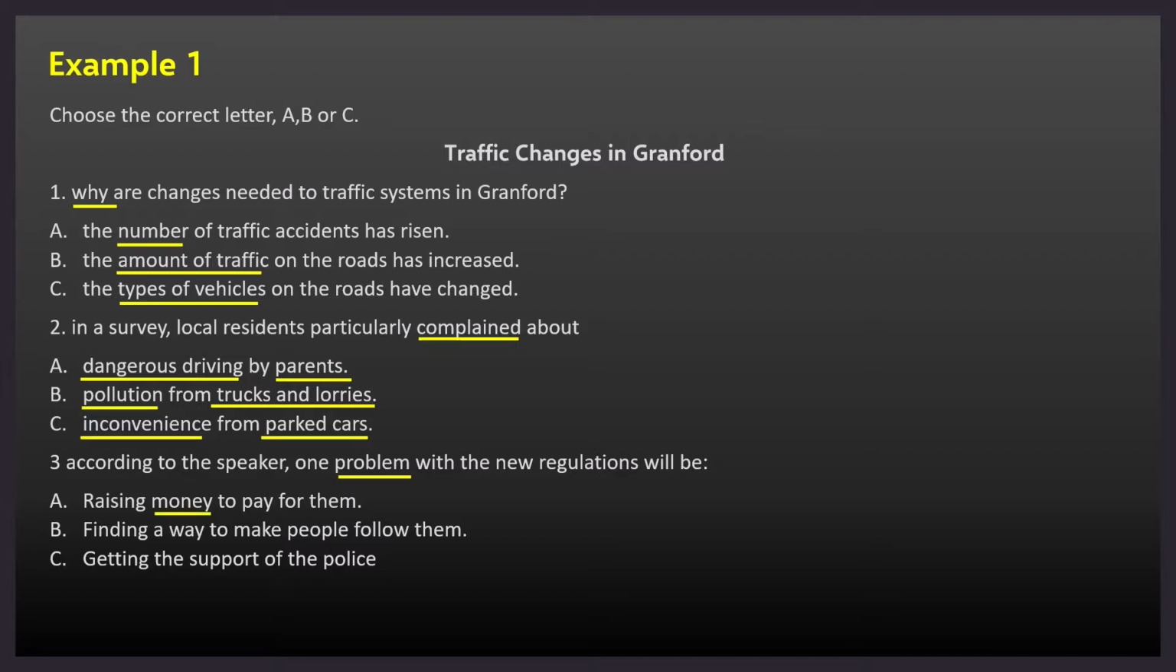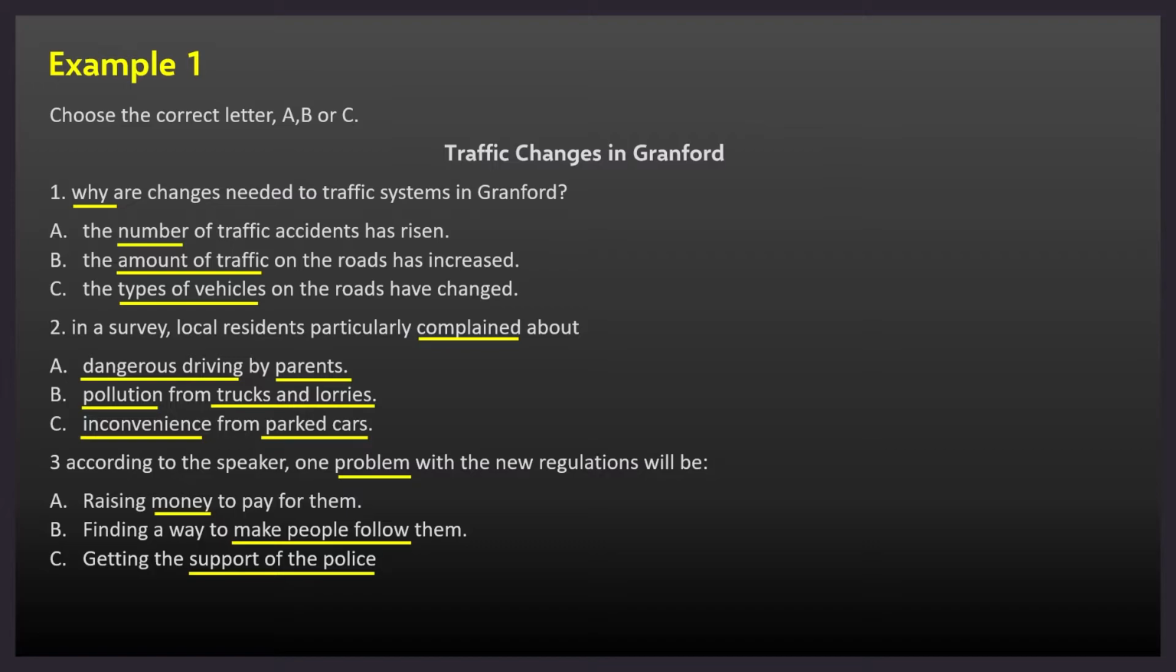Raising money, finding a way to make people follow, and finally getting the support of the police. Now, you can see the questions and choices here, but as we discussed before, you shouldn't wait for the exact words. For example, instead of amount of traffic, maybe they will use something else, such as big traffic congestions, traffic jams, traffic problems. Or, for example, instead of dangerous driving, it could be careless driving.